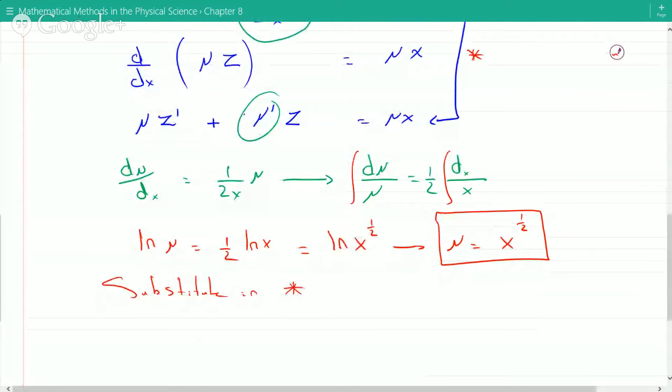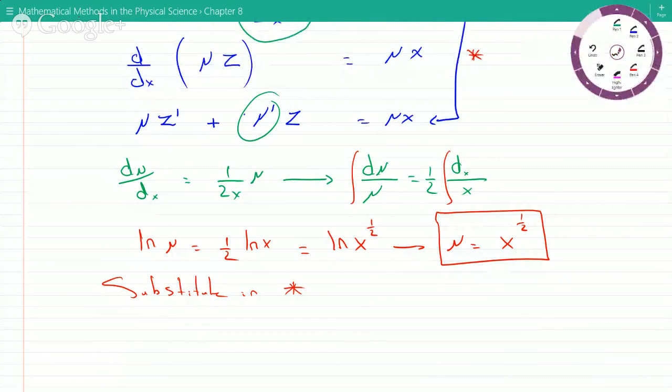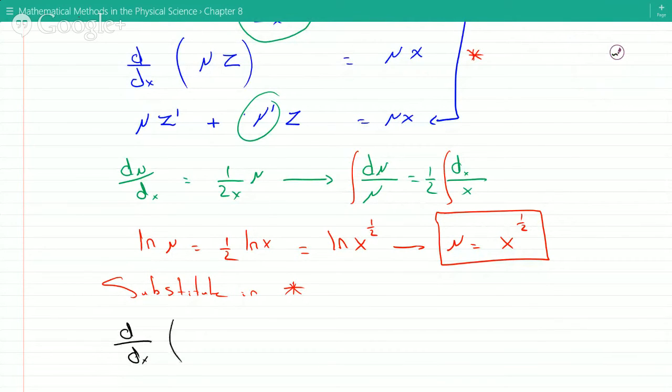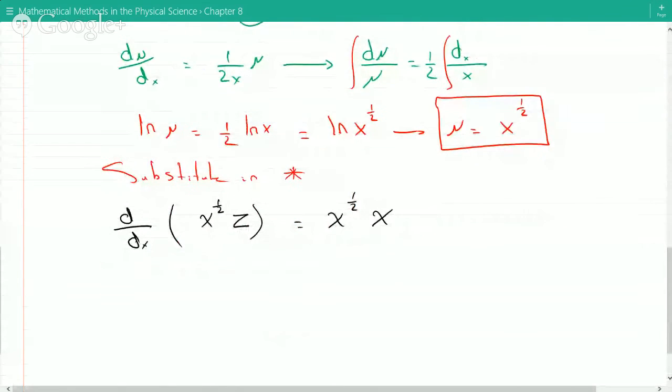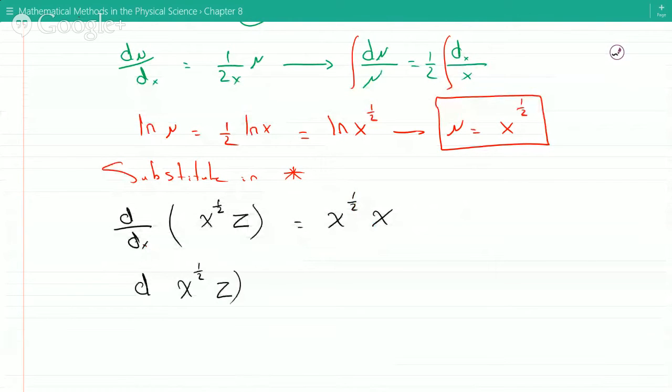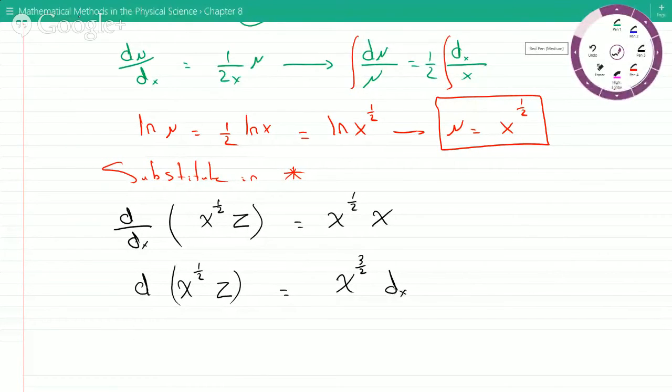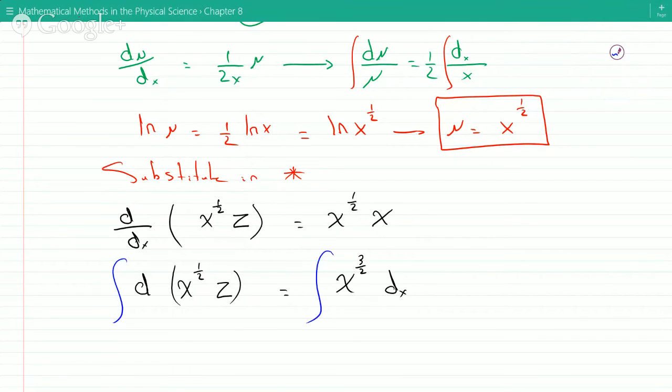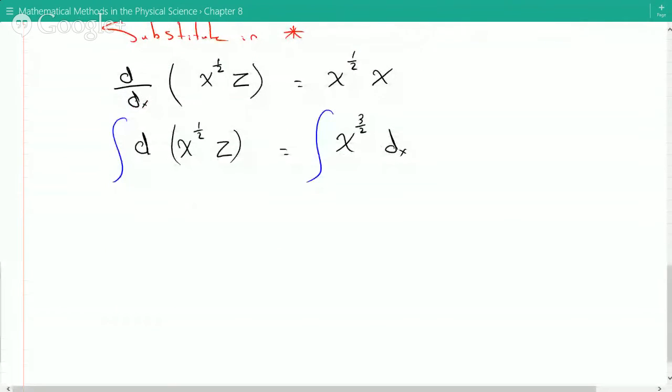So now we are doing the integrating factor method. And when we put it back in star, we get d over dx of x to the half times z equals x to the half times x. And now when we multiply this dx over, we get d of x to the half times z. X times x to the half will give you x to the 3 halves dx. And now you can integrate both sides, and by the fundamental theorem of calculus, the integral would annihilate the derivative.